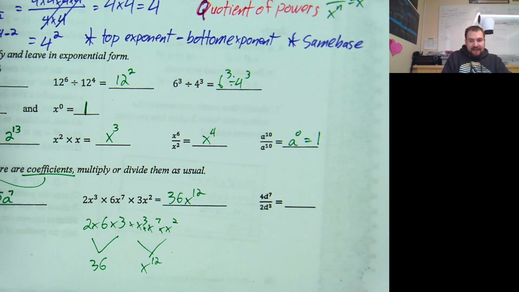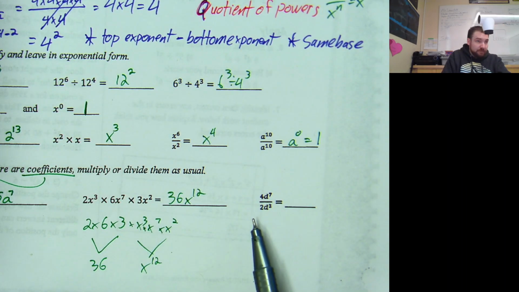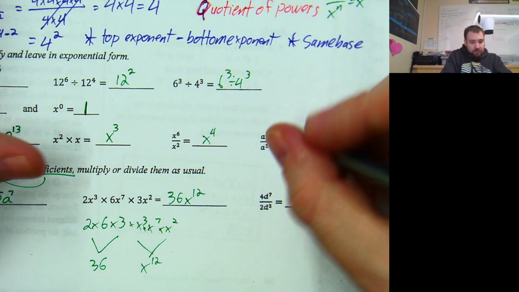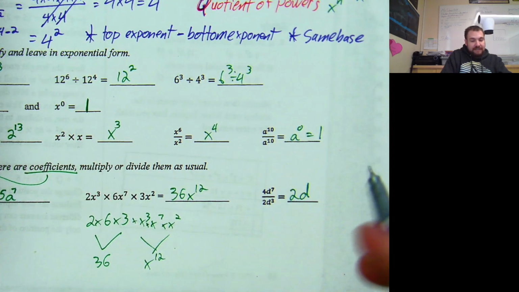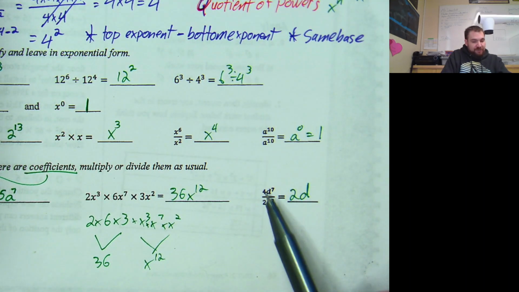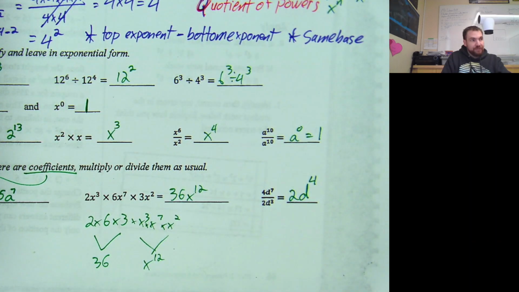And then I've got this guy over here. I've got 4d to the 7 over 2d cubed. I treat the coefficients like I would the coefficients. 4 over 2 is 2. And then d to the 7 over d cubed is going to be d, and then it's always top minus bottom, so it's 7 minus 3, which is? Cool.